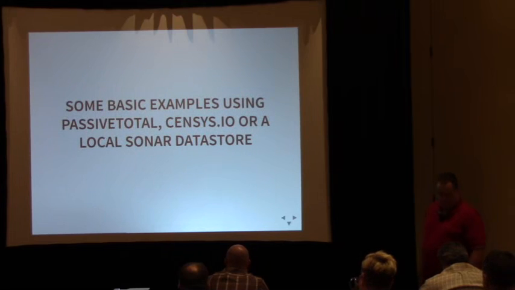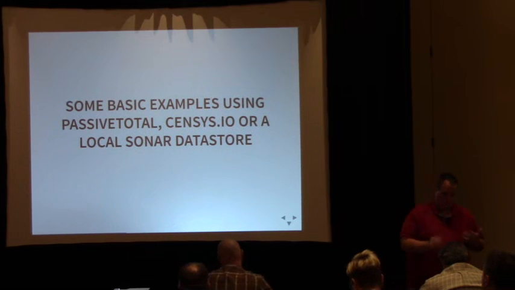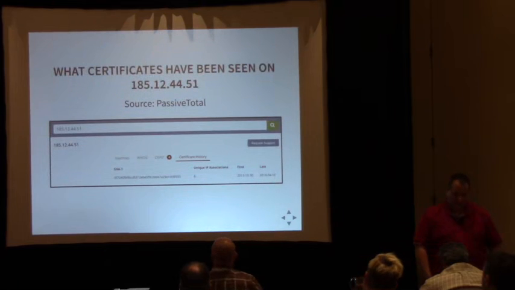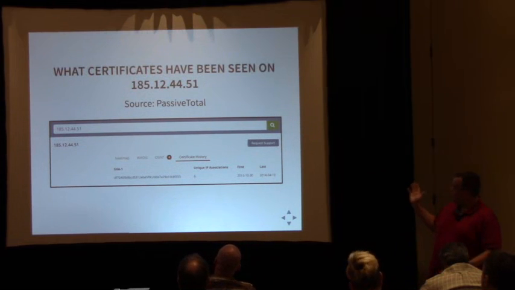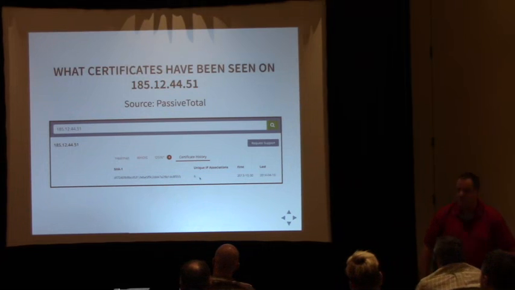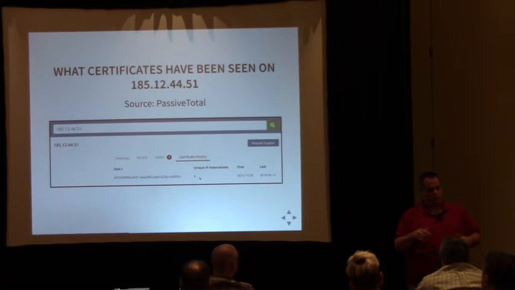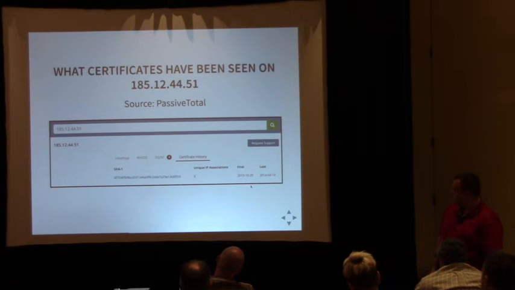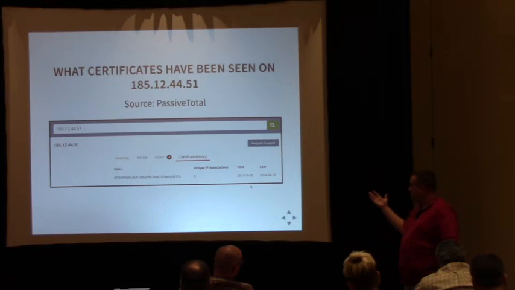So let's start with some basic examples, real basic, of using PassiveTotal and Census.io for your own local Sonar data store. My example from earlier: what certificates have been seen on this IP address? Well, this is a stripped-down version of PassiveTotal, and as you can see here, this certificate has been seen on this address, but it's also been seen on 6 others. I'm actually going to go over this use case in a little bit. The nice thing is you can also see the range in which the certificate was seen on that IP address. So that certificate was seen for 7 months.